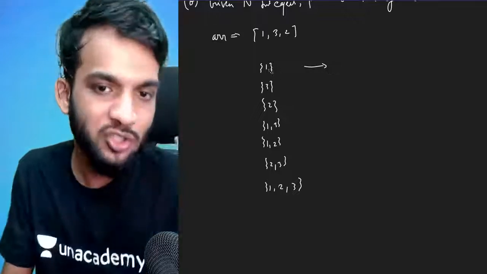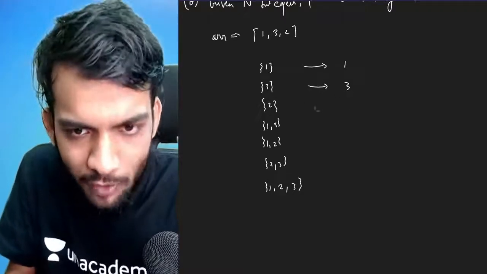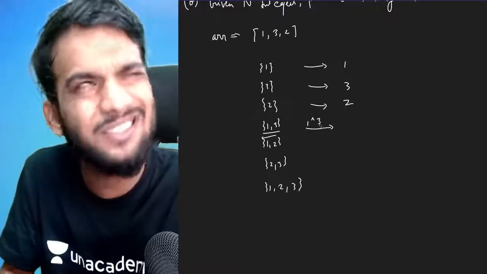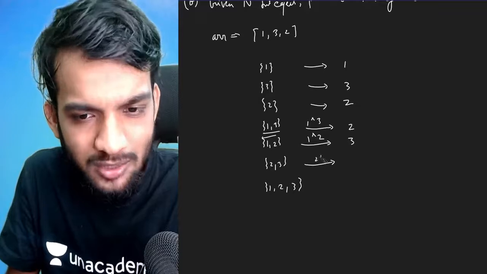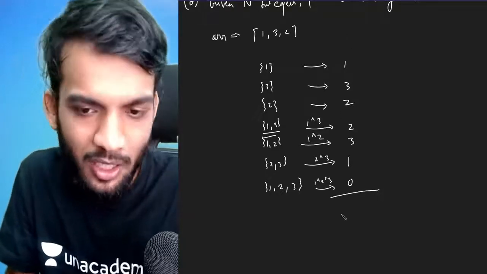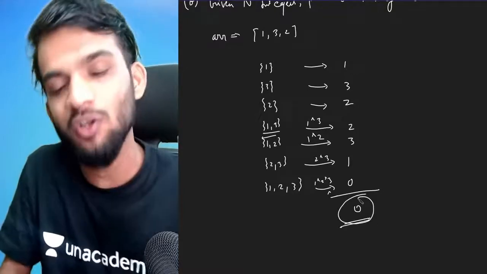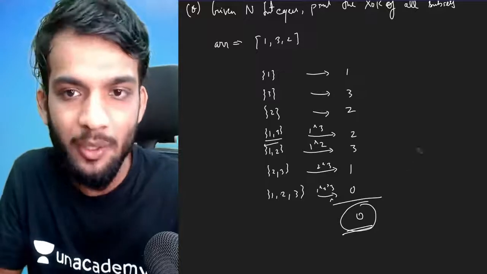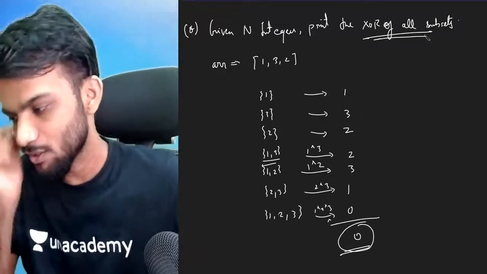So these are the subsets. If I take the XOR of this subset, it's 1. If I take the XOR of 3, that's 3. If I take the XOR of 2, that's 2. If I take 1 XOR 3, that's going to give you 2. 1 XOR 2 is going to give you 3. 2 XOR 3 is going to give you 1. And 1 XOR 2 XOR 3 is going to give you 0. So if I try to do the XOR of all these, 1 XOR 1, 3 XOR 3, 2 XOR 2, I think it will give 0. So this is what I want, the ultimate answer: give me the XOR of all subsets. Is the question clear?